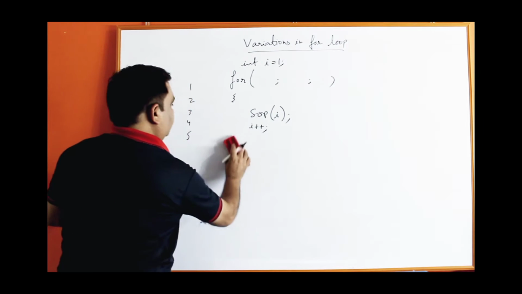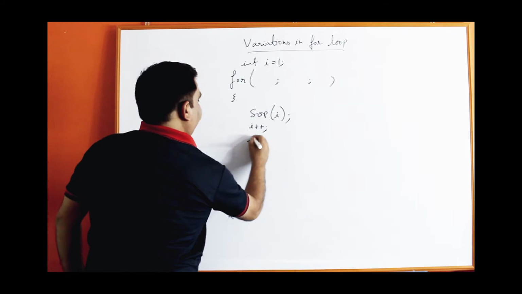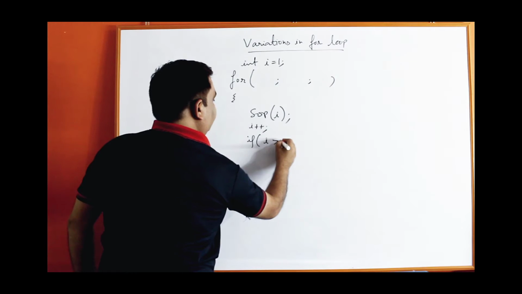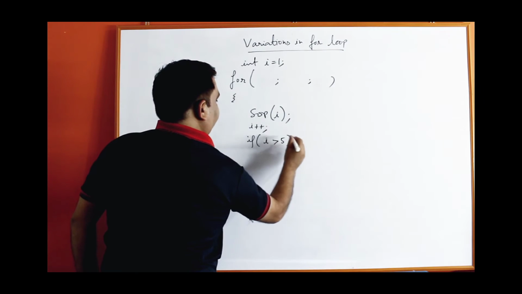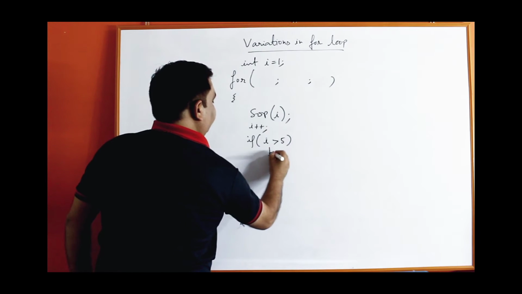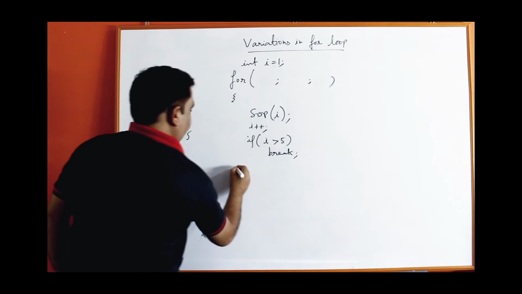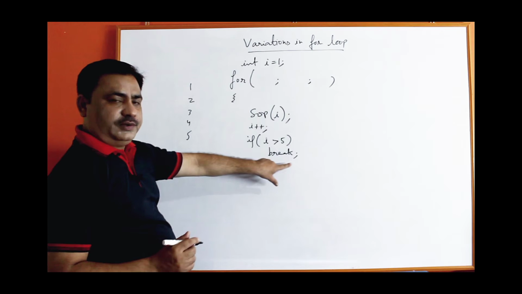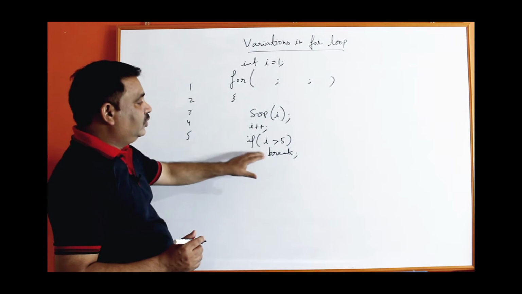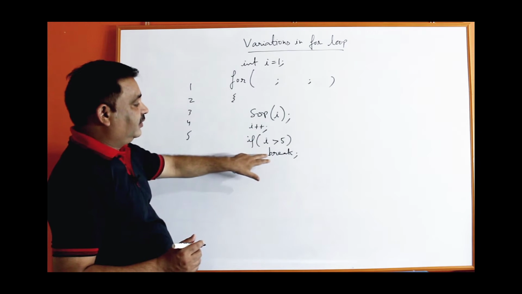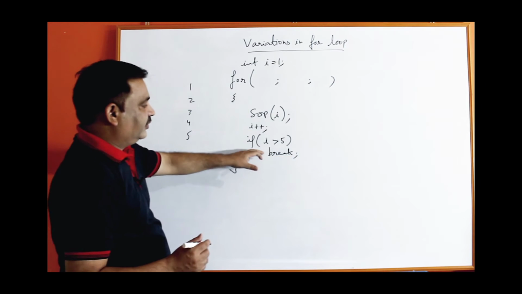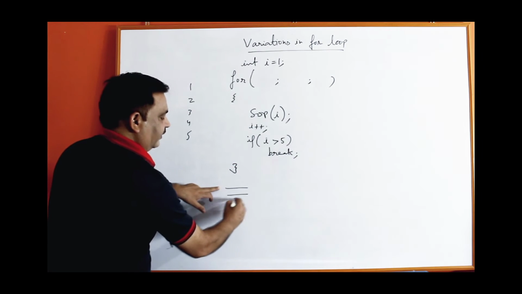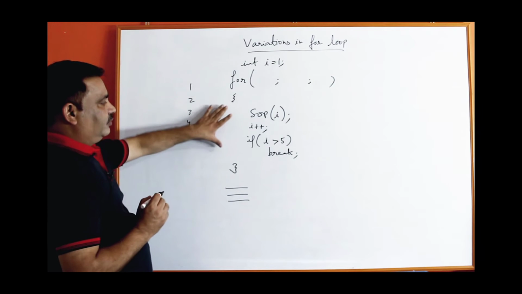In this case, you can put the condition if i is greater than or equal to 5, break. The break statement I have used within the loop. The break statement is used to terminate the loop when this statement executes. It will bring the control out of the loop, whatever the number of statements that remain to execute. So, try to understand the working.